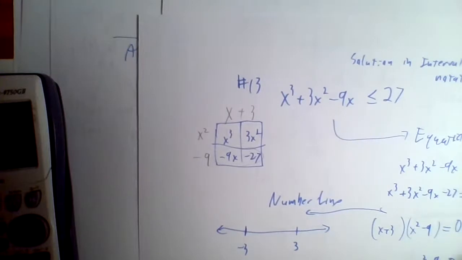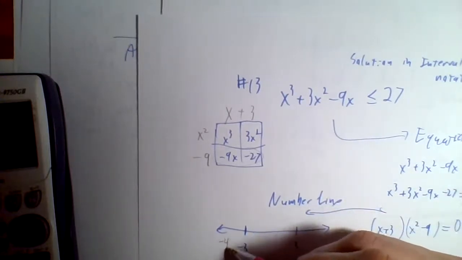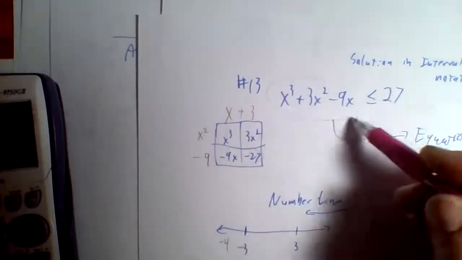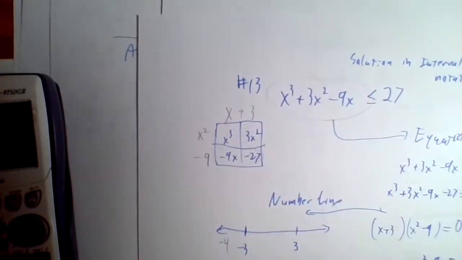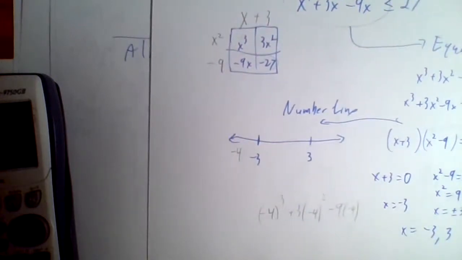So I'm going to check these things this way. If I take some number out here like negative 4 and substitute it in here, does it come out less than 27? So negative 4 to the third plus 3 times negative 4 squared minus 9 times negative 4. A bunch of calculation to do. I just wrote it down. I'm going to do it on paper. You could also do this in the calculator. Be careful with your parentheses because that's a negative value with powers on it. That can throw things off.